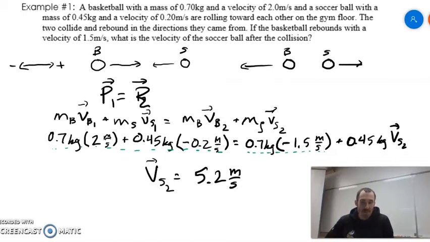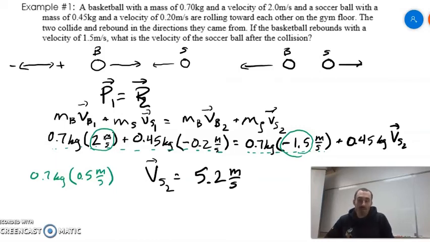So the basketball is heavier, it has more mass than the soccer ball, and it loses some of its momentum, right? At the beginning, it was going 2 meters per second, this one over here, and at the end, it's only going 1.5 meters per second. So it has lost some momentum, which means that the soccer ball has gained that momentum. The soccer ball has gained 0.7 kilograms times 0.5 meters per second, that much momentum.